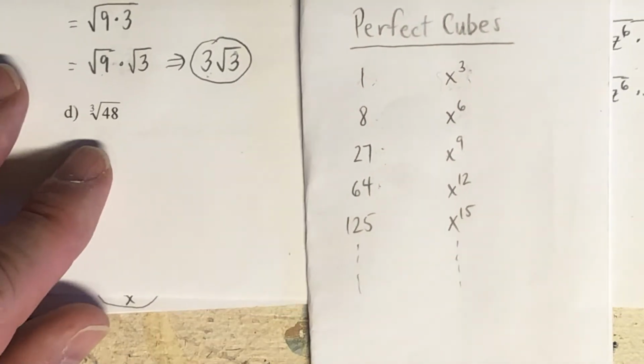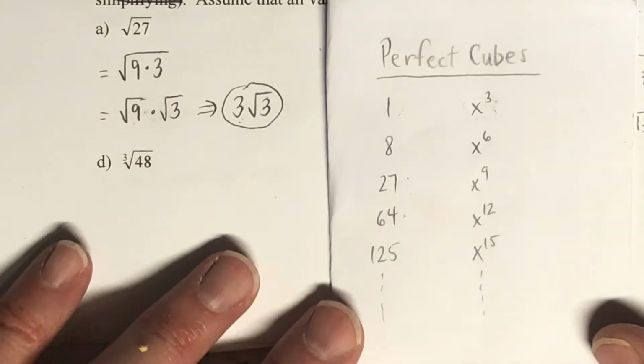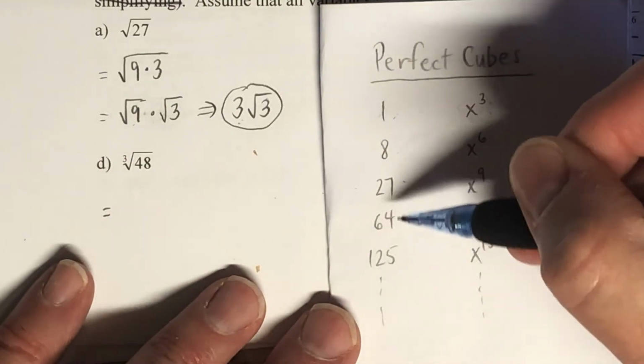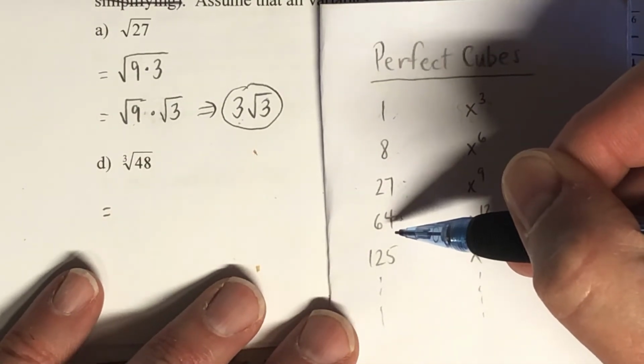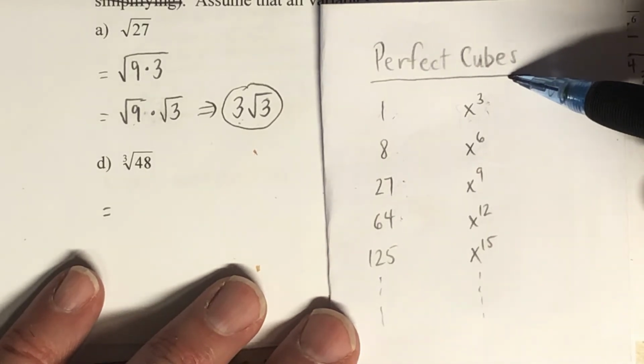Okay, let's go ahead and try it. But again, the process is exactly the same steps. It's just you're looking at a different list. So we still have to find the largest thing on the list that will factor out of 48. It's just that we're looking at the cube list. Make sure you're looking at the correct list.